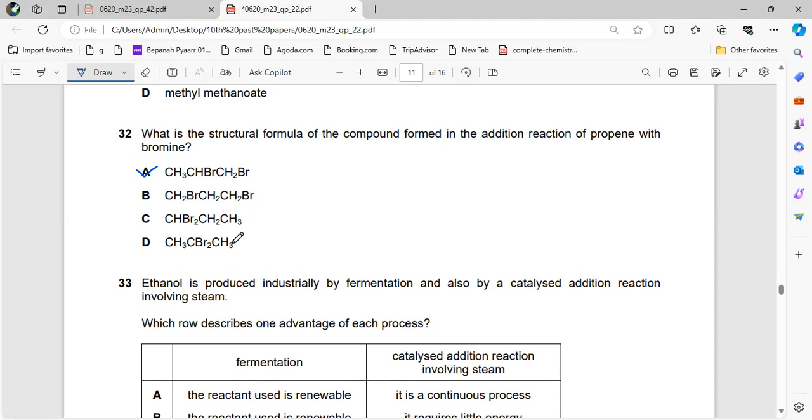And in option D, bromine, again only one bromine is added randomly in the middle of the carbon. That is also not possible. So bromine is always added to those carbon atoms that contain a double bond between them.